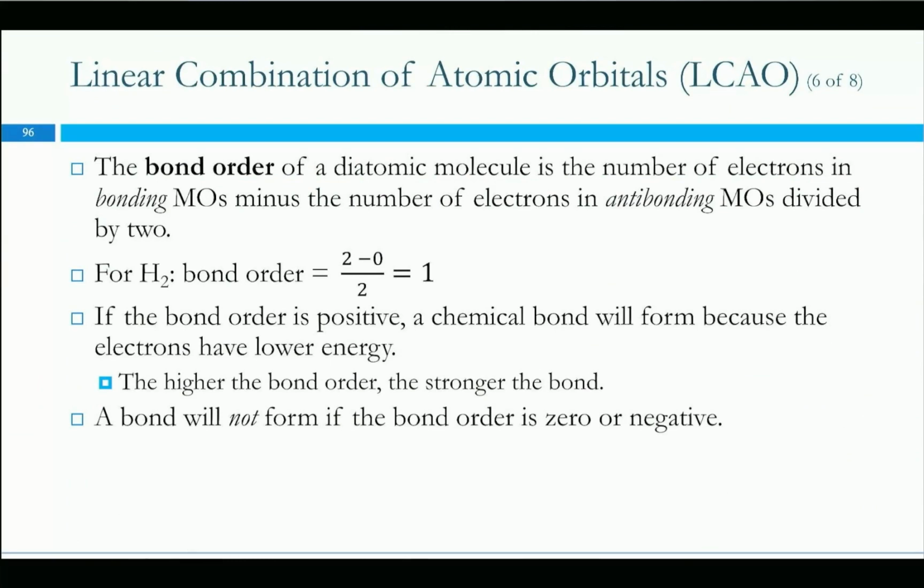So we can calculate bond order using these. We calculated bond order before, but it was mostly for resonance structures. Here, we're basically just going to count the number of electrons in bonding orbitals, and then subtract the number of electrons in anti-bonding orbitals, so those high energy orbitals, and then divide by 2, and that gives you the bond order.